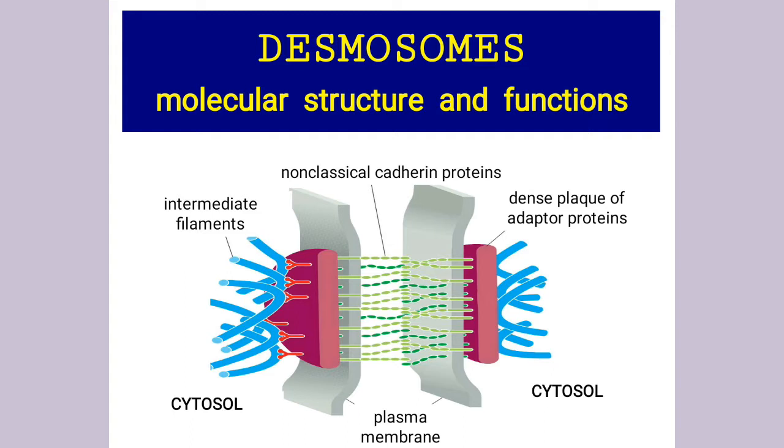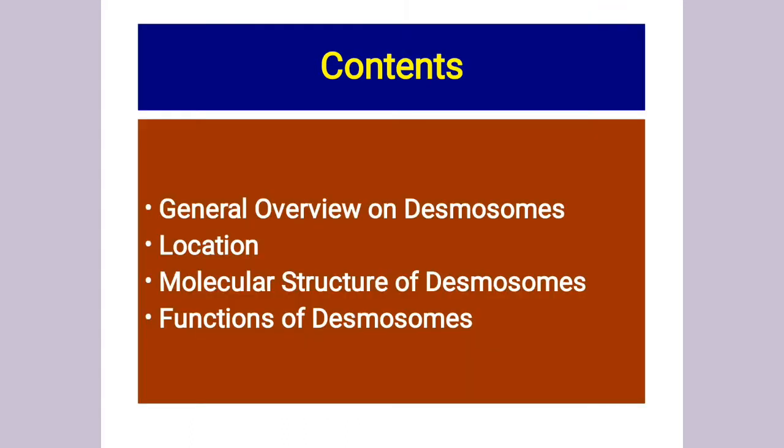Today I will discuss an important cell junction of multicellular animals known as desmosome. Contents of the video include general overview on desmosomes, location, molecular structure and main functions performed by desmosomes.